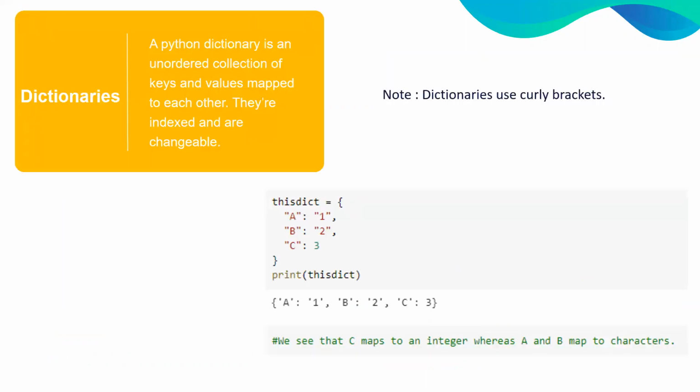Next, we have dictionaries. They're used to store data in a key-value pair fashion. That is, every key maps to a value. These are created using curly brackets. Data is mutable in case of a dictionary. So we have 3 keys which have 3 values. A maps to 1, which is a string. B maps to 2, which is another string. But C maps to an integer value 3.